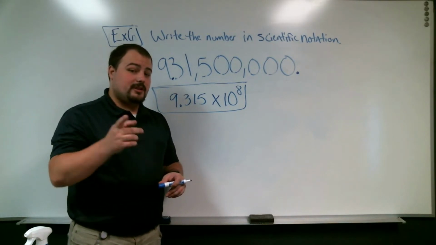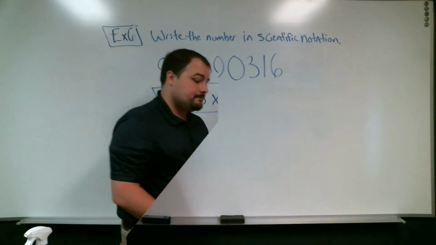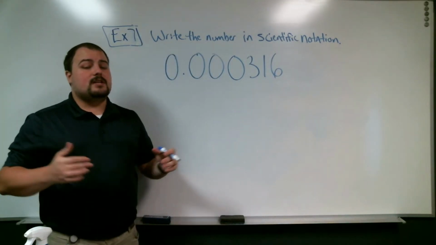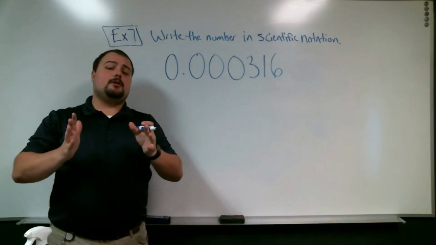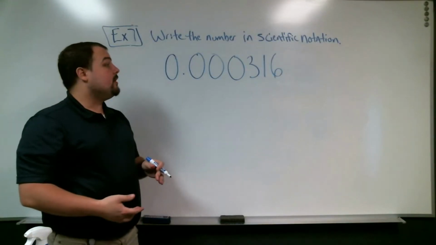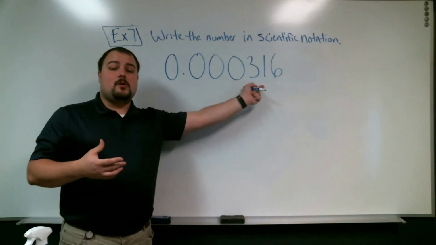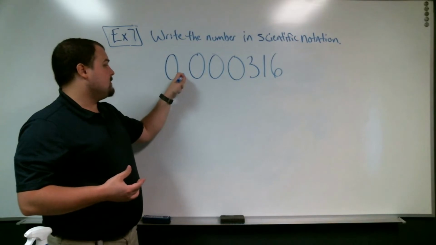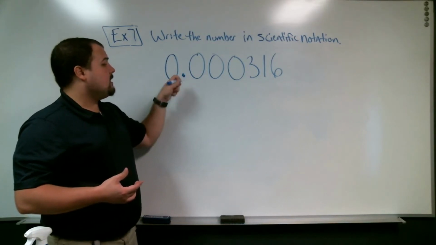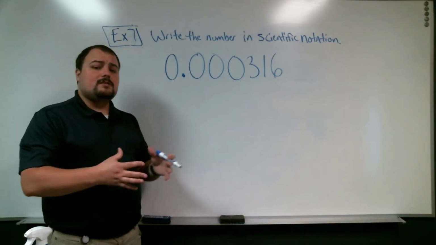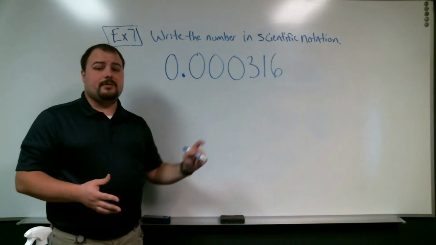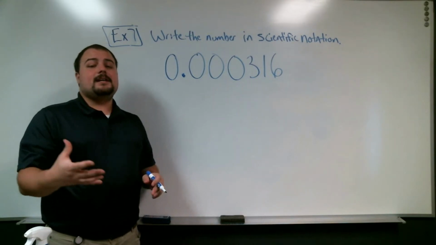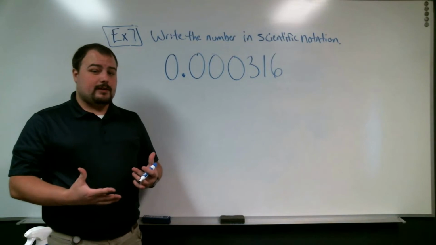Let's try another one. This time, let's do one with decimals. So scientific notation is a way of taking really big numbers and making them a little bit smaller and easier to work with. We also take really small numbers like this decimal here and write them a little bit nicer and easier to read.